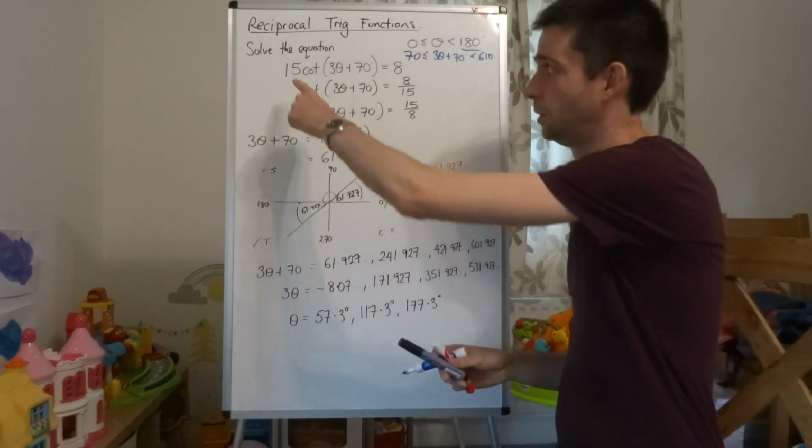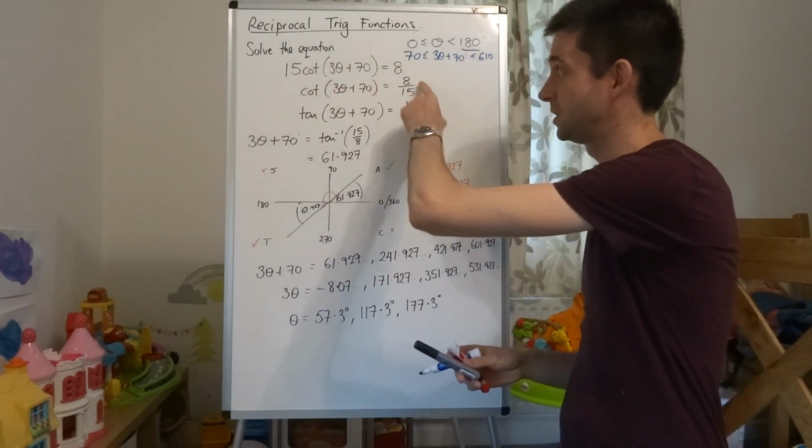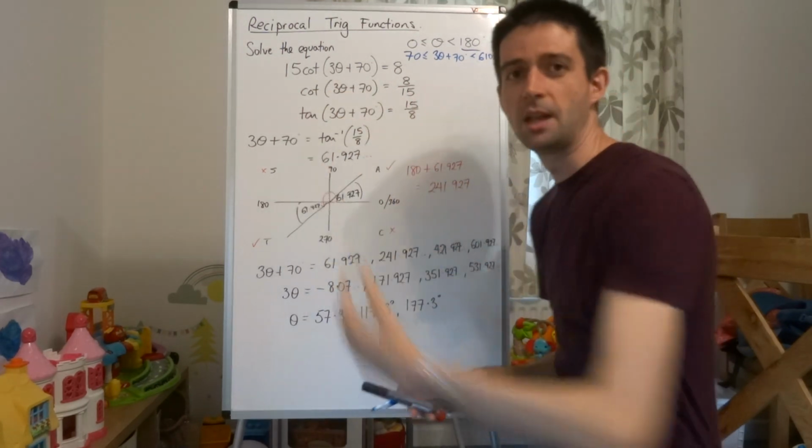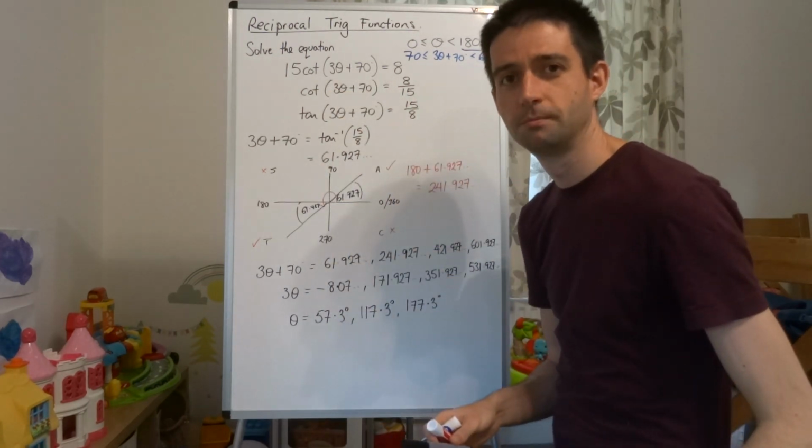Important things were, we had to divide by the 15 first to get cot on its own before we took the reciprocal, and then it becomes a standard trig equation. Job done.